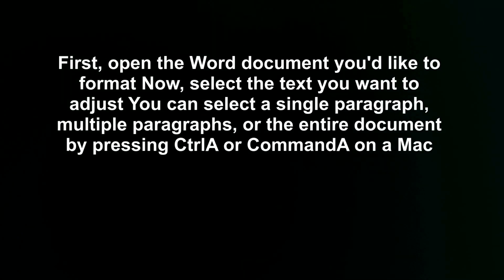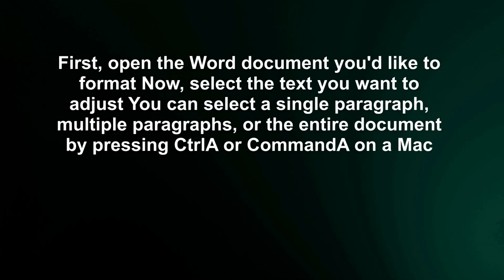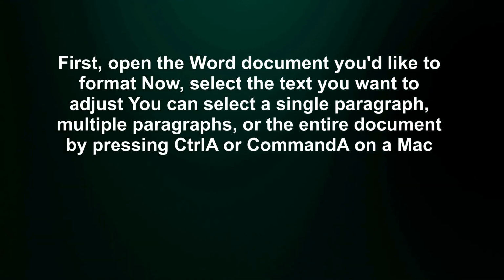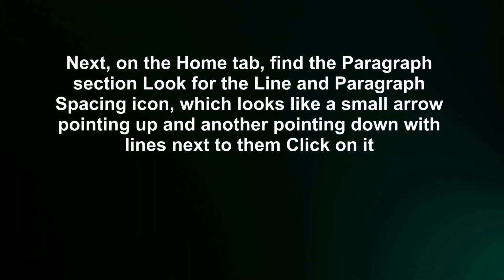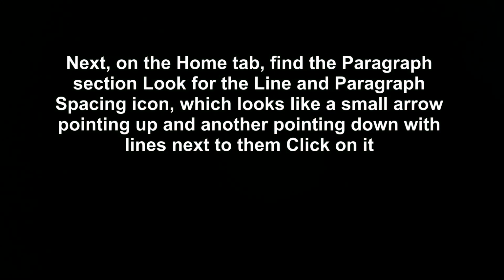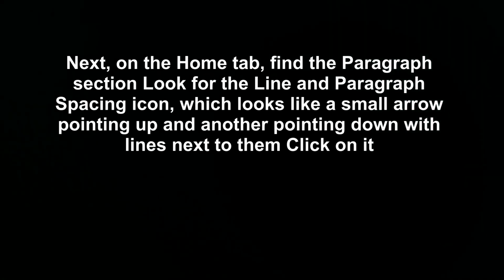You can select a single paragraph, multiple paragraphs, or the entire document by pressing Ctrl+A, or Command+A on a Mac. Next, on the Home tab, find the paragraph section. Look for the line and paragraph spacing icon, which looks like a small arrow pointing up and another pointing down with lines next to them.